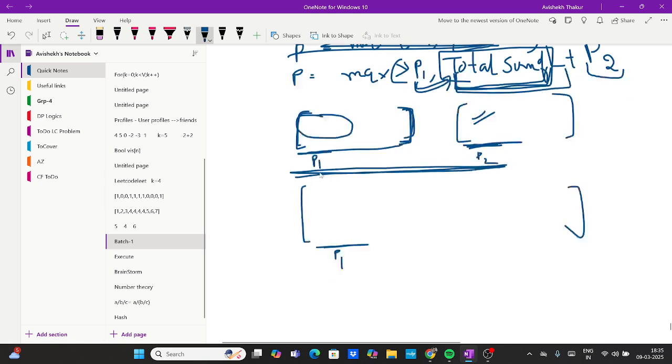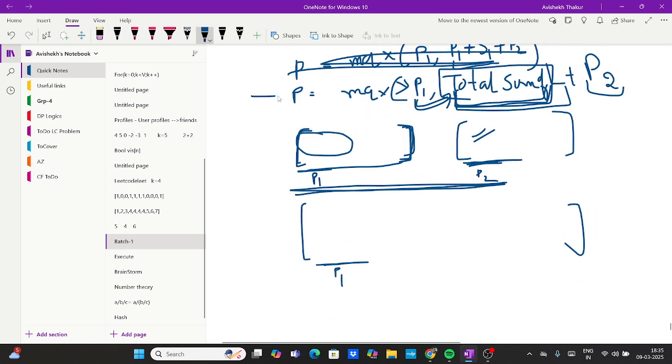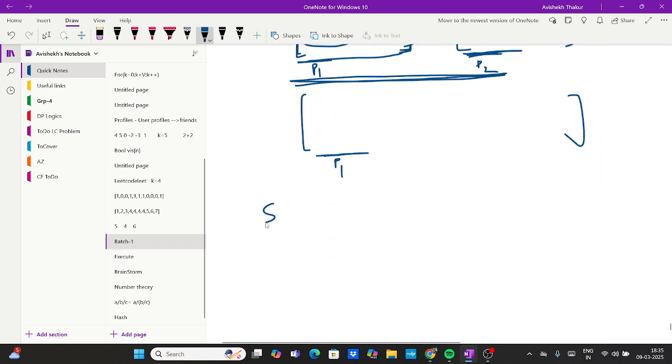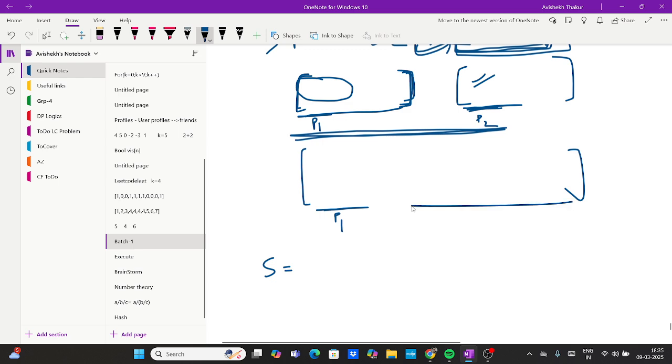So for the larger array, we derived P. What about S, which is the maximum suffix sum? Can you try?